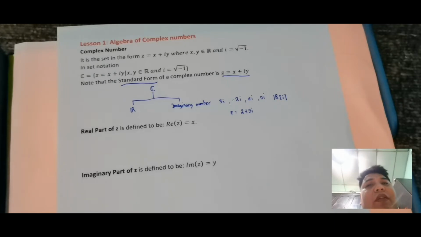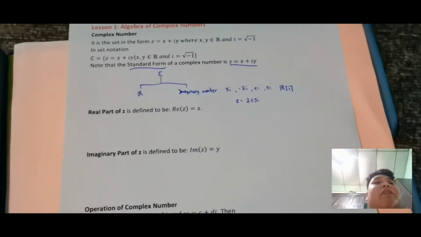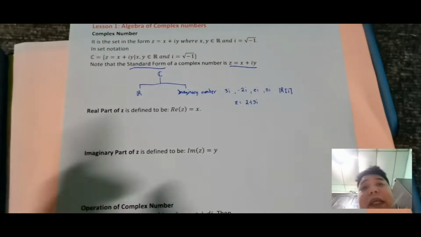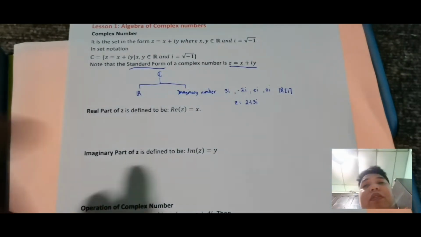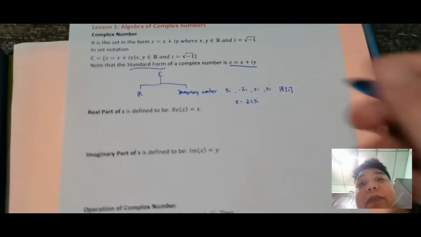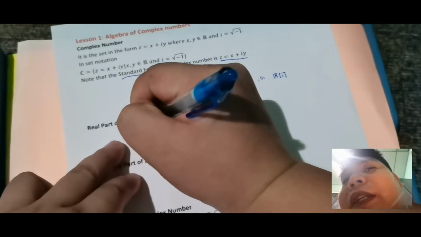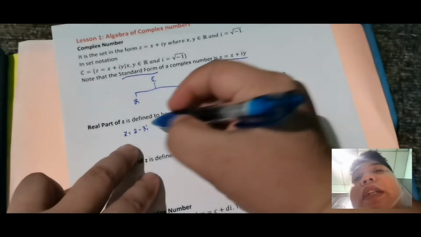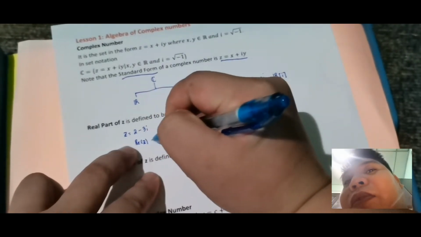So proceed tayo ulit. So let's have the real part of z. So ano yung real part of z? Real part of z is defined to be Re(z) is equal to x. So based dun sa formula, okay, ano yung real part of z? So note that it is only yung x. Okay, so tandaan. So for example, nagbigay si sir ng z is equal to 2 minus 3i. Okay, so what is the real part of z? The real part of z is equal to 2.